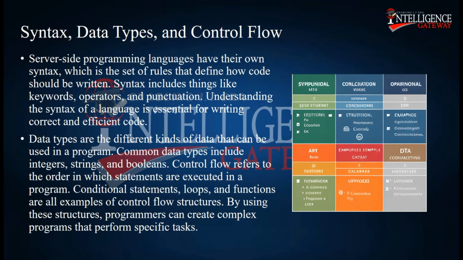Control flow refers to the order in which statements are executed. In a program, conditional statements, loops, and functions are all examples of control flow structures. By using these structures, programmers can create complex programs that perform specific tasks.